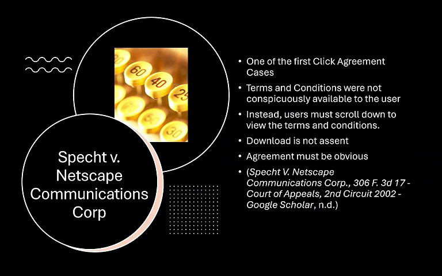Now we have Specht v. Netscape. This is a very interesting case, one of the first click agreement cases out there. The terms and conditions were not conspicuous to the users. In other words, users had to actually scroll down to read the terms and conditions. It was not very obvious where the terms and conditions were on the webpage of Netscape Communications Corporation. And this case was ruled in favor of the plaintiff.